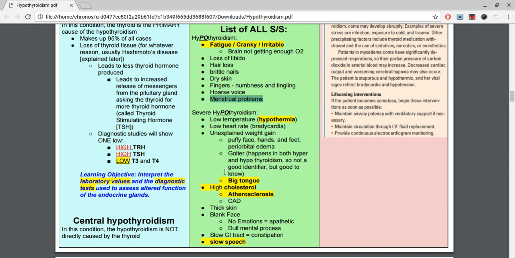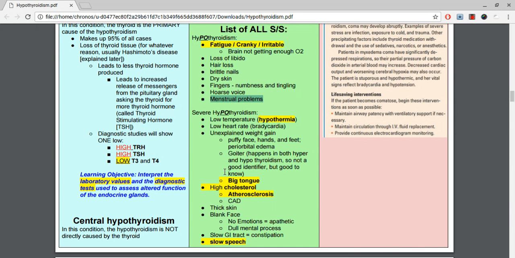Severe hypothyroidism is going to be characterized by really, really low temperature. So this is something that you just have to stick in your head. Low temperature, cold equals hypothyroidism. So in severe, it would be really low, and they could even go into hypothermia. Okay? They're going to have a low heart rate. So that's bradycardia.